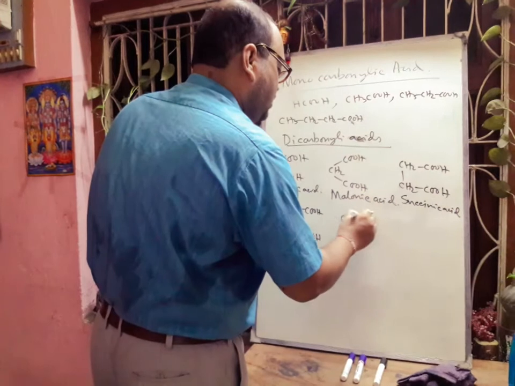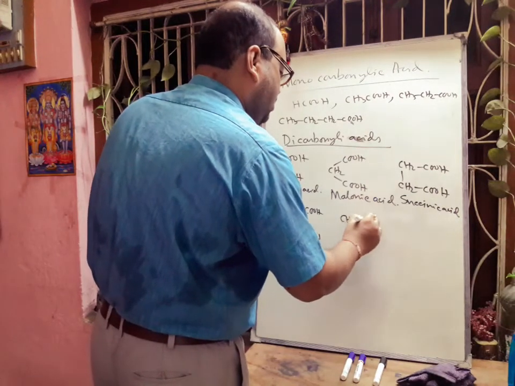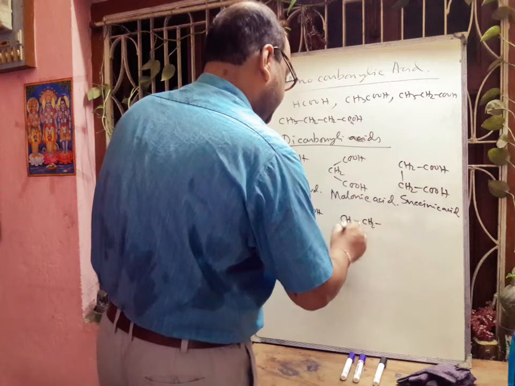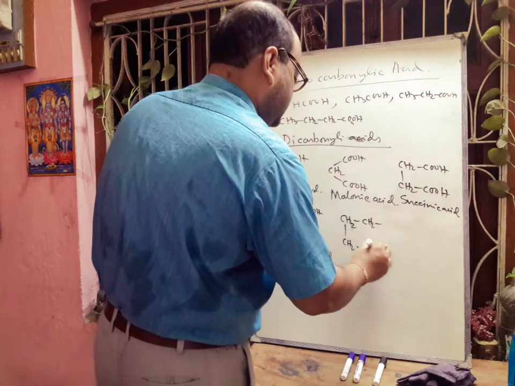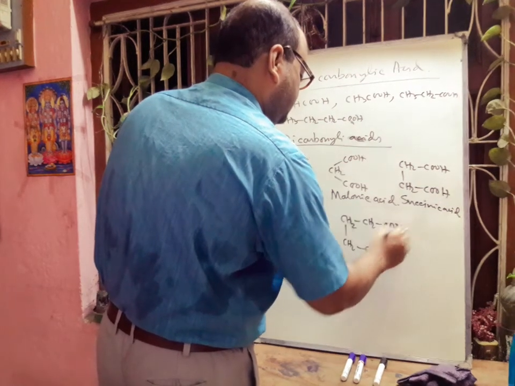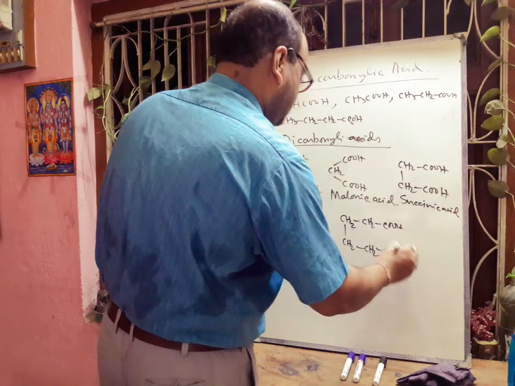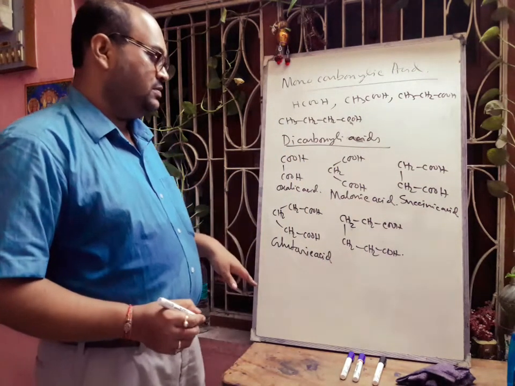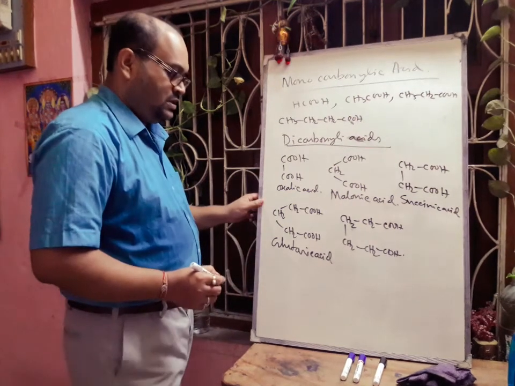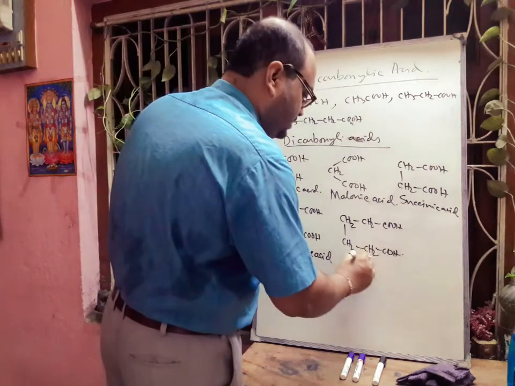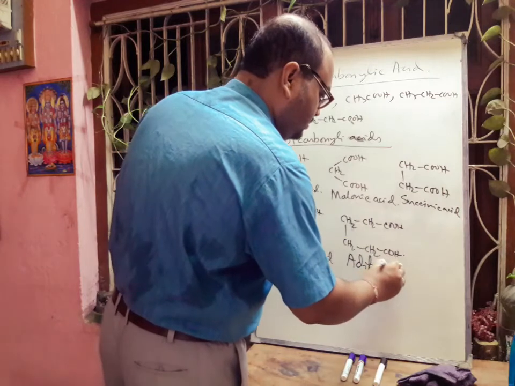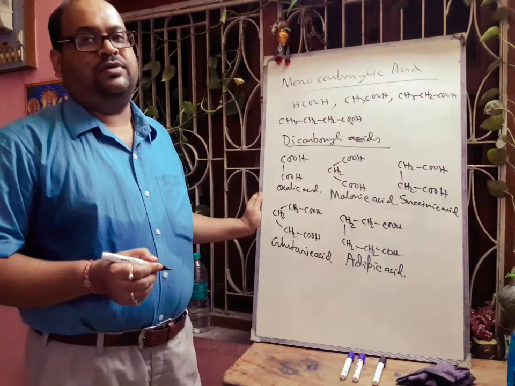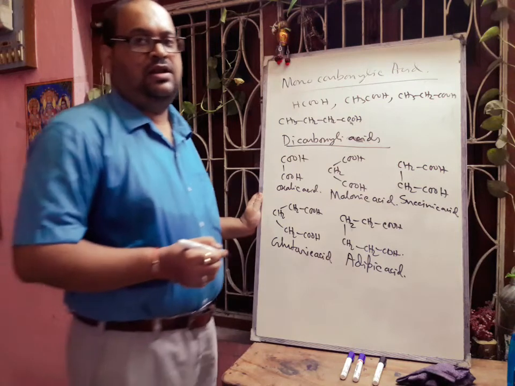If we add one more carbon atom, these are the common names. IUPAC names I will discuss later, after this I will discuss IUPAC. So this one is adipic acid. If we add one more carbon here, then it is called pimelic acid.